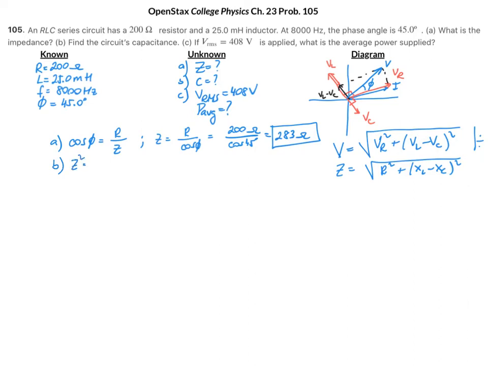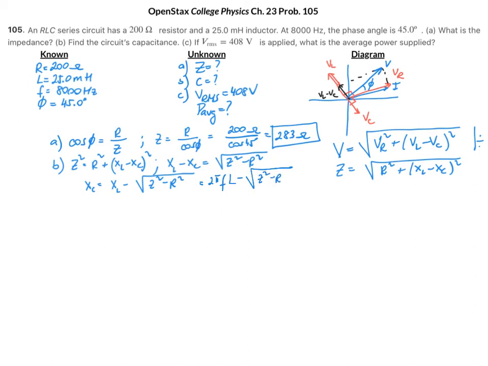So I have Z squared is R squared plus XL minus XC quantity squared. That means that XL minus XC is square root Z squared minus R squared. So that means that X sub C is X sub L minus square root Z squared minus R squared. X sub L, the inductive reactance, is 2 pi times the frequency times the inductance, and then from that we subtract square root of Z squared minus R squared.